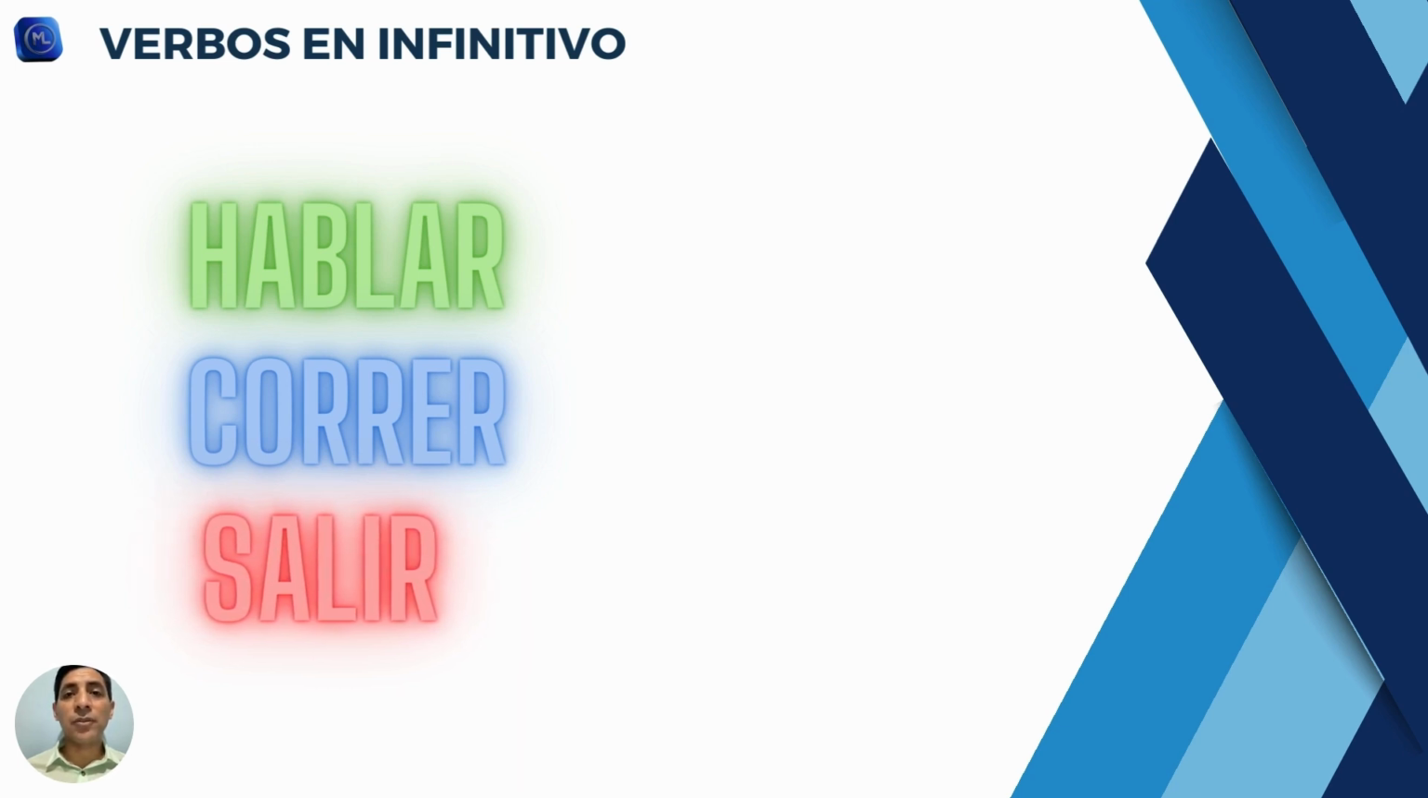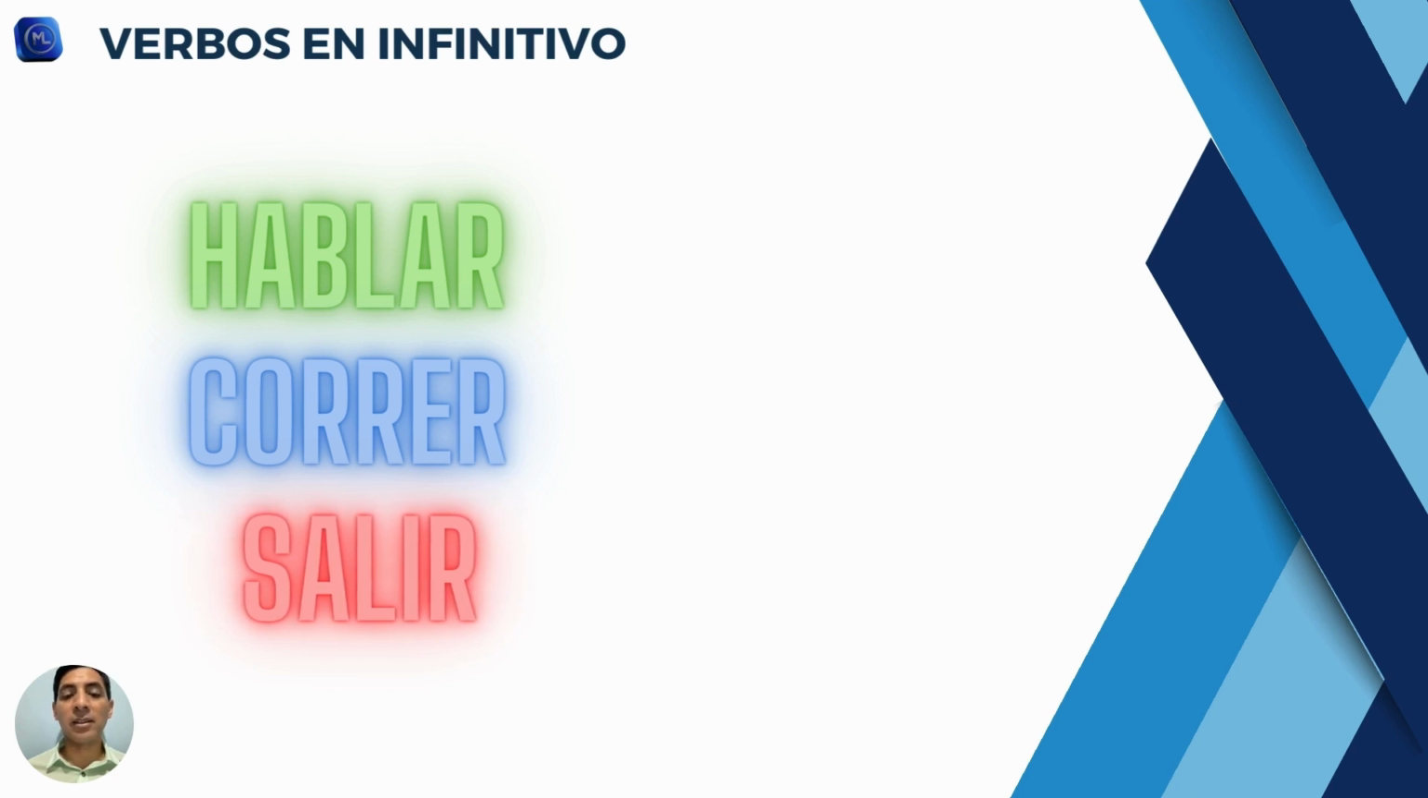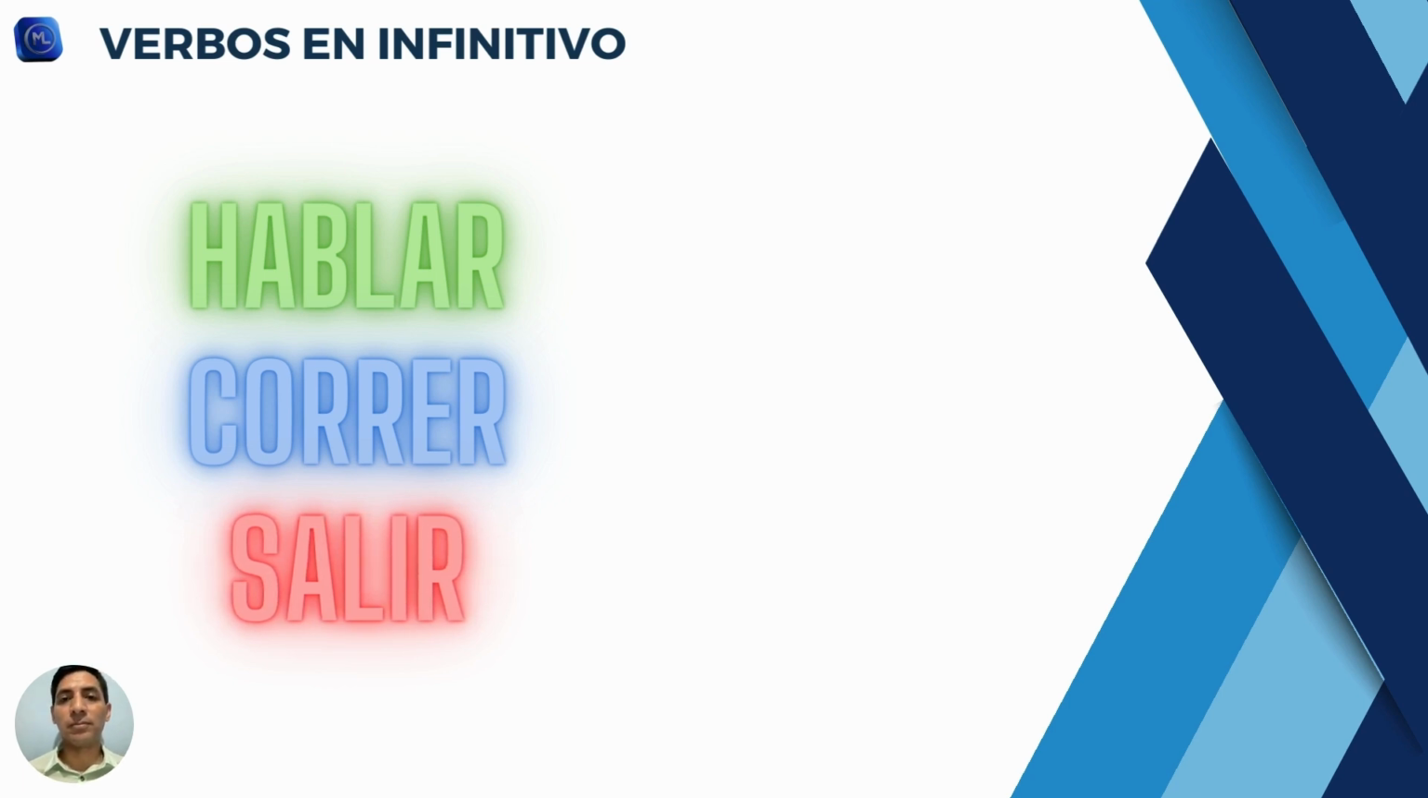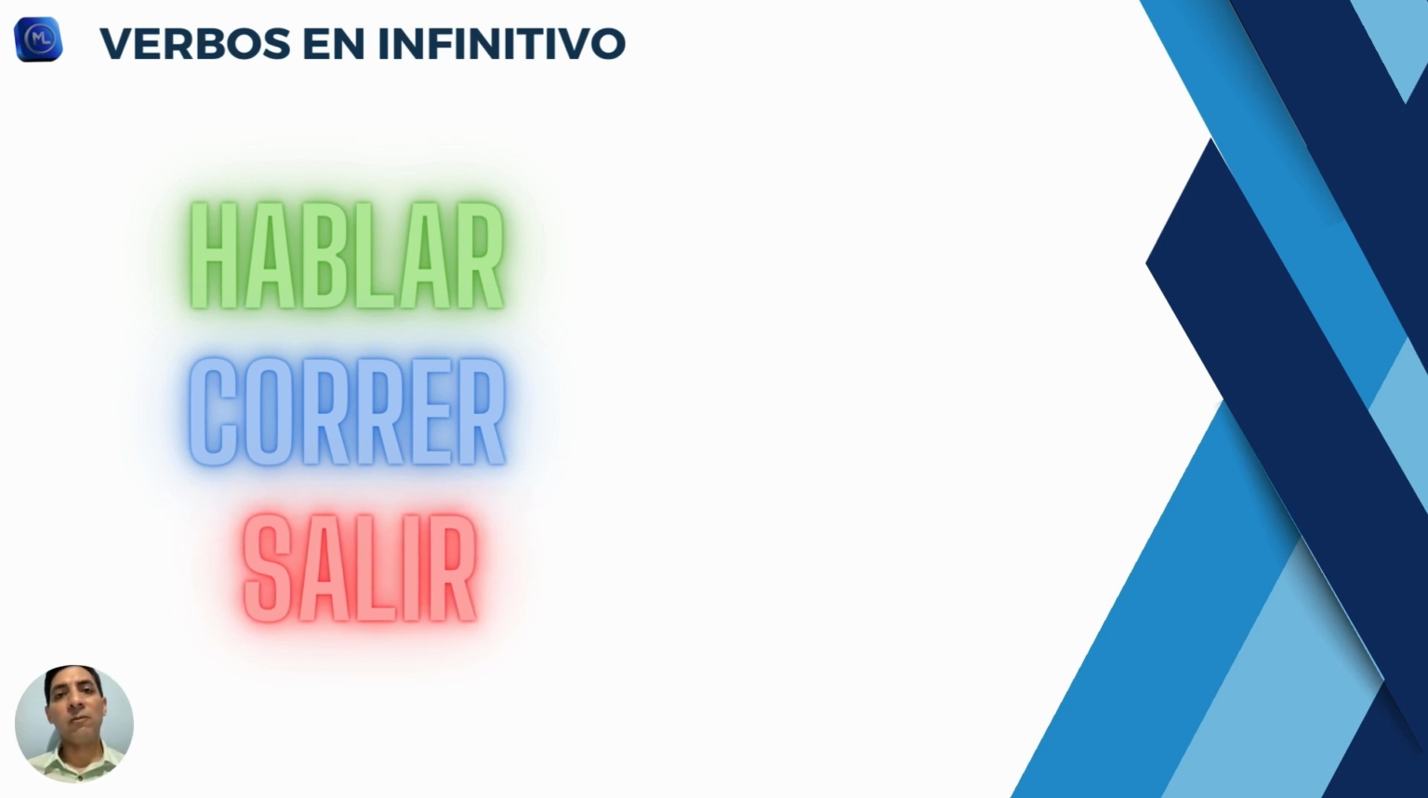As we see here, the first verb ends in AR. The second verb ends in ER. And the third one ends in IR. So when we have verbs in Spanish that end in AR, ER, or IR, that means that they are in infinitive. That is called infinitivo. So when we say hablar, correr, salir, that would be the equivalent to saying to speak, to run, to go out.